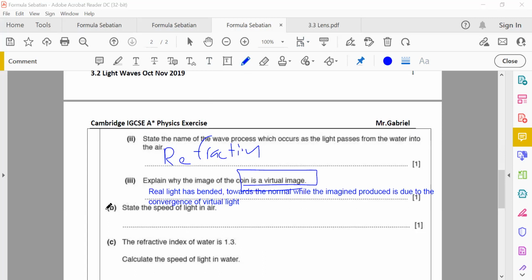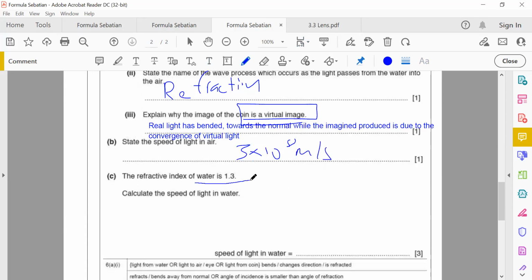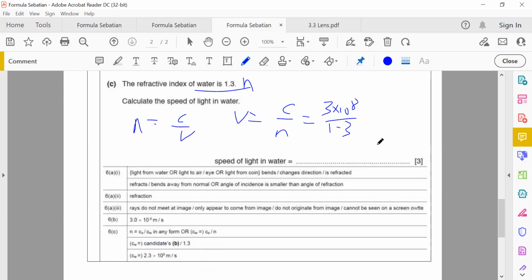Okay. And finally, they ask you to state the speed of light in air, which is obviously going to be 3 times 10 to the power of 8 meters per second here. After that, they say that the refractive index is 1.3. Calculate the speed of light in the water. Yet again, you're supposed to use the n equals c over v formula. So v equals c over n, and thus it's going to be 3 times 10 to the power of 8 over 1.3. Press that in your calculator, and you'll most probably end up somewhere around 2.3 times 10 to the power of 8 meters per second.